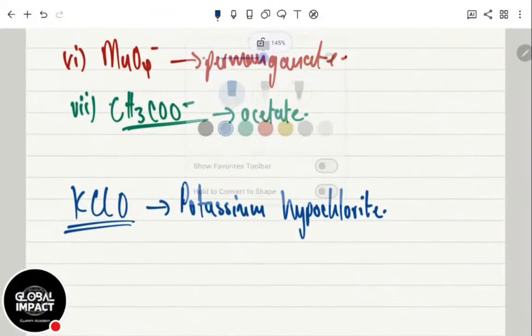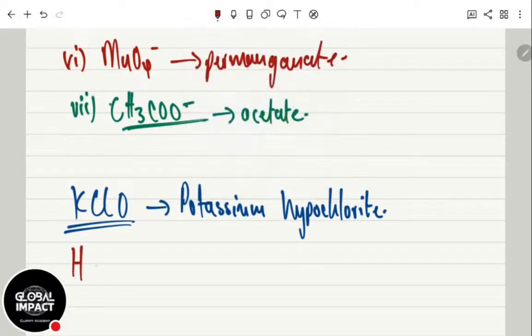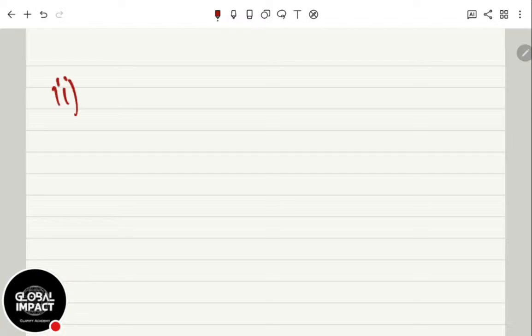Now, what happens if instead of potassium, I have a hydrogen, HClO? This is now an acid because it's starting with hydrogen. What should you do? If it's an acid and there was hypo in the name, you should just know these rules. Here are the rules for acids. Let's put part 2. We are still in the same oxo section, but here we are doing oxo acids, or ternary acids.